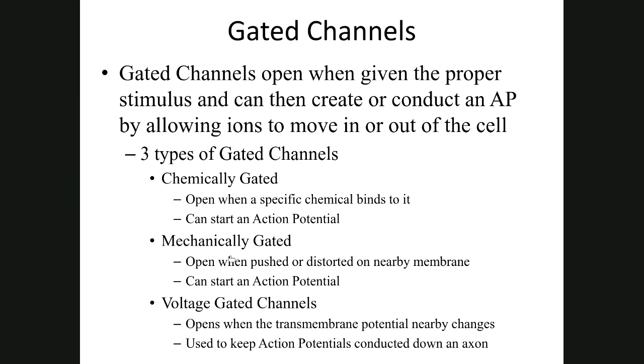The third flavor is called voltage gated. Voltage gated are going to open when the electricity nearby changes. In other words, if there's an action potential nearby, it's going to stimulate this to open up ahead of it, and this will keep the action potential moving. So basically what this does is it's going to move the AP down the axon. And so again, this is mainly involved with conduction, not creating the AP, but conducting, moving the AP down the axon.